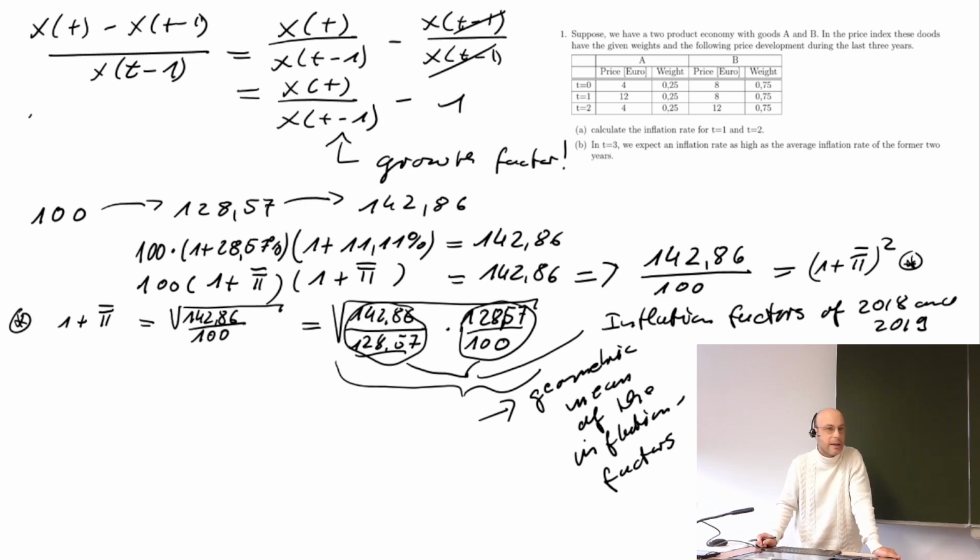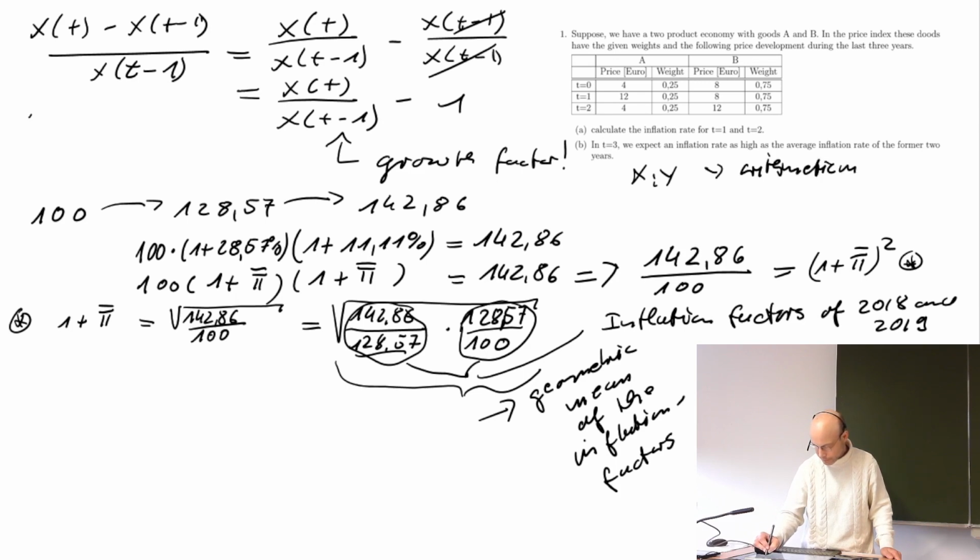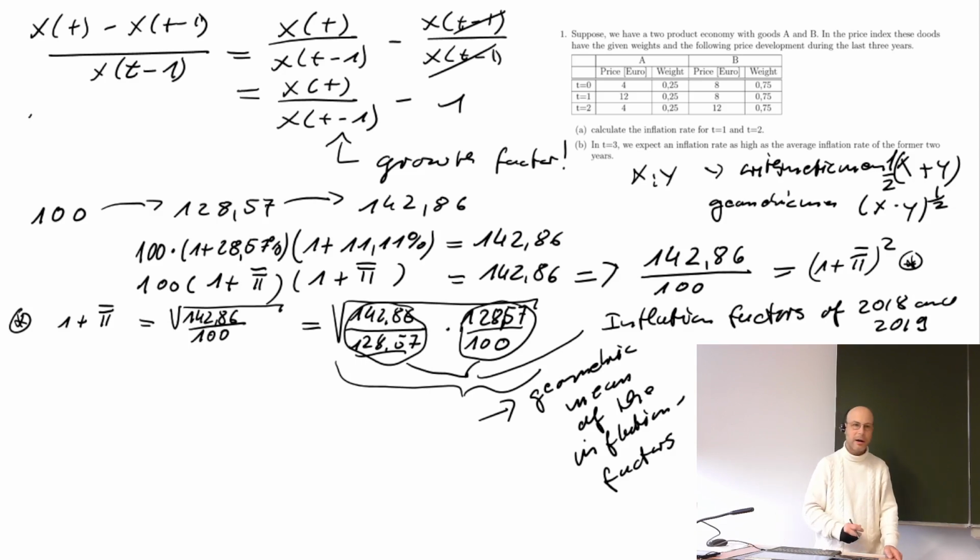I don't know if you have done this in statistics or in mathematics, but I think all of you know, if I have x and y as two numbers, the arithmetic mean is just 1/2 times x plus y, and the geometric mean is just x times y, with the 1/2 moving up into the exponent.